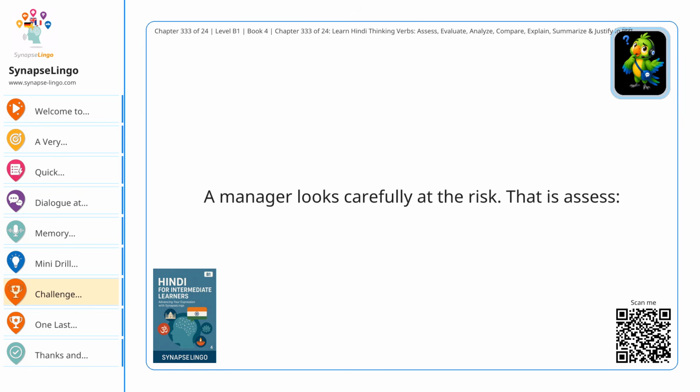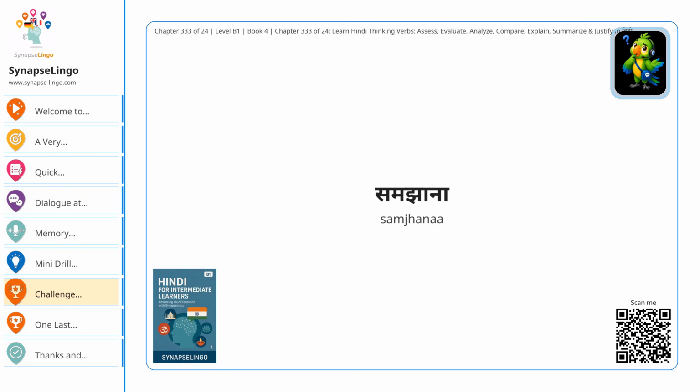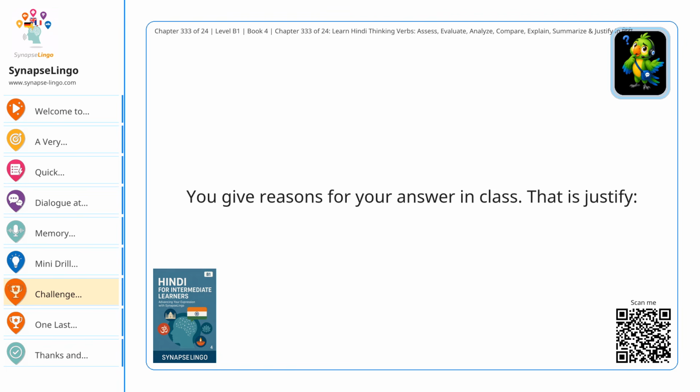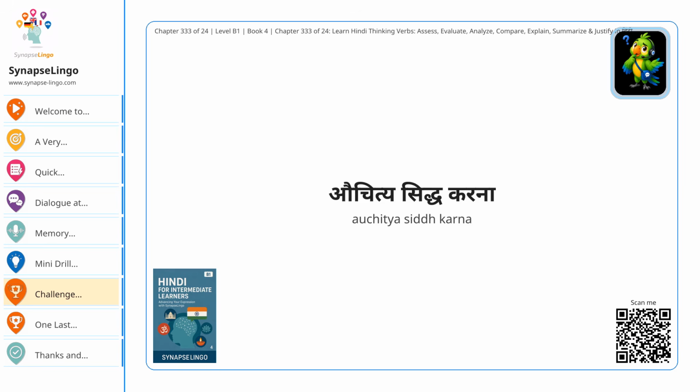A manager looks carefully at the risk. That is assess. आकलन करना. A friend makes a difficult idea clear. That is explain. समझाना. You turn a long article into 3 key points. That is summarize. संक्षेप करना. You give reasons for your answer in class. That is justify. औचित्य सिद्ध करना.